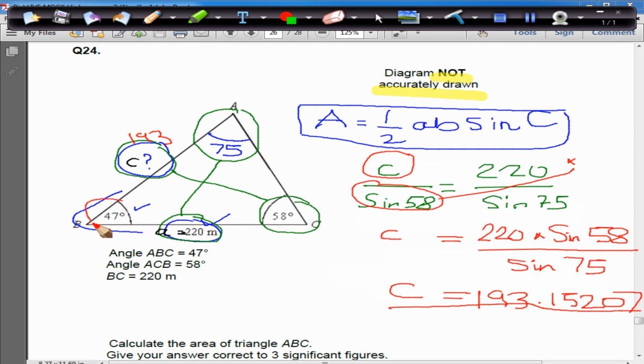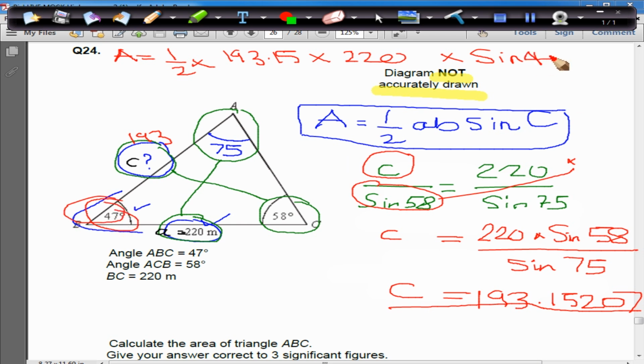So we know this angle here, and we know the two sides either side. We can now pop these values into the formula and work out the area. So the area is equal to half times the adjacent sides, which is a and b, so 193.15 multiplied by 220, multiplied by the sine of the angle in between. Put that all in one go into the calculator, and that will give us the final answer for the area of this question.